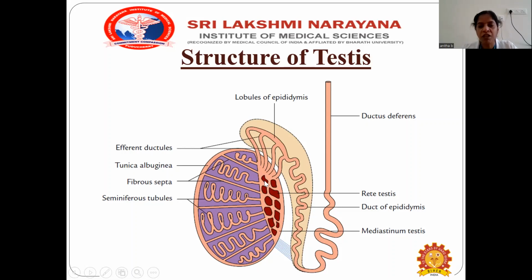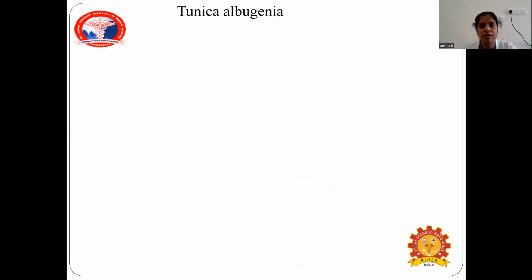From the rete testis, you can see efferent ductules; 12 to 20 efferent ductules will be there. These efferent ductules join and form the head of the epididymis. From here it continues as the body. Then here you can see the tail of the epididymis. This tail of the epididymis continues as the vas deferens. Okay, do you understand this now? Now we can see again.